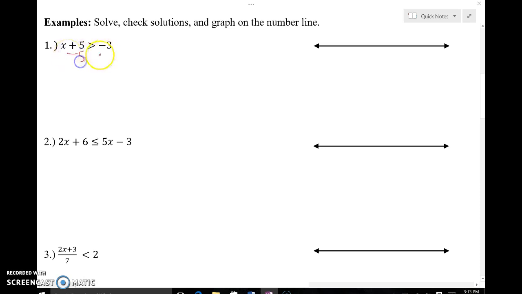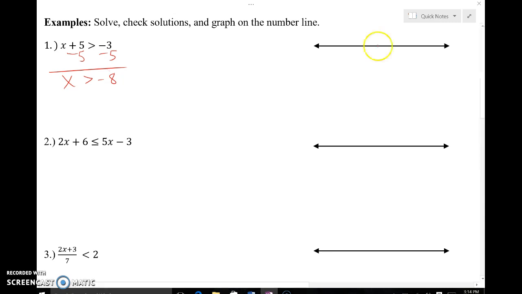So I'm going to subtract 5 from both sides of the inequality, and I get x is greater than negative 8. So that means every single number that's bigger than negative 8 is a solution to this inequality. Well, that's way more numbers than just negative 7 or 12 or 3 million. It's every single number that's bigger than negative 8. So we can't just list every single one of those out.